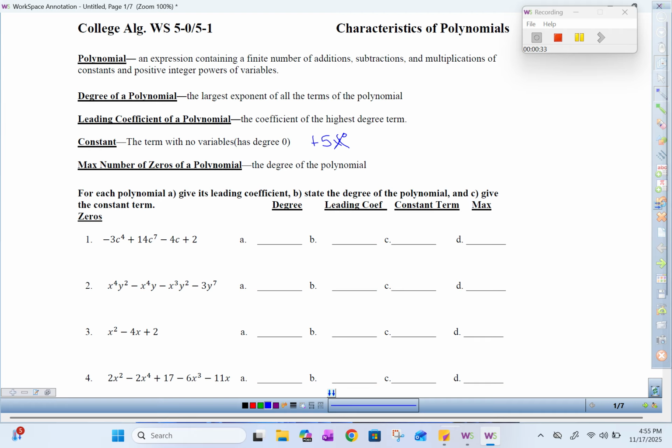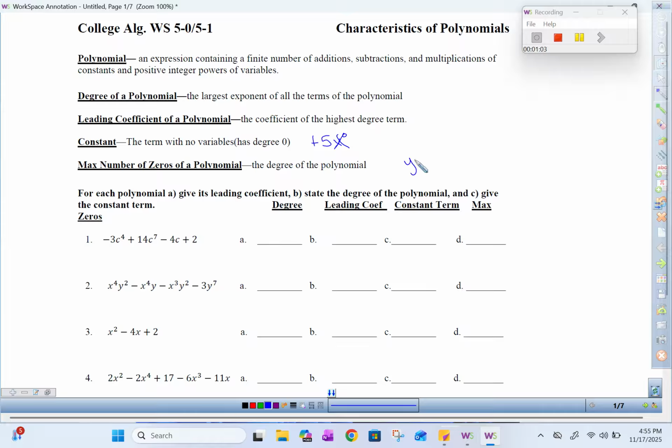Talking about powers, the degree of a polynomial is the largest exponent of all the terms of the polynomial when we look at it as a whole. And that leading coefficient goes with the term of that highest degree. And then our max number of zeros of the polynomial is equal to the degree of the polynomial.